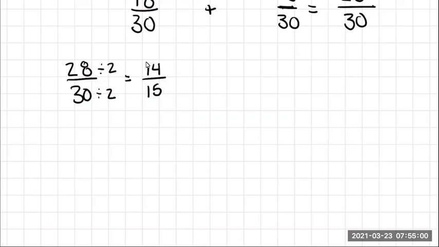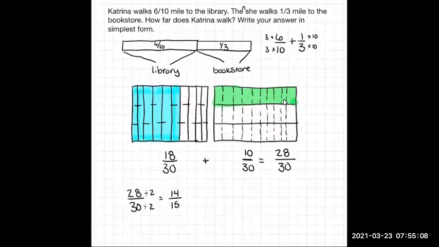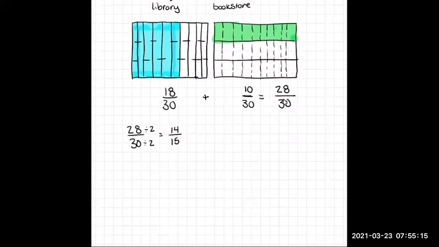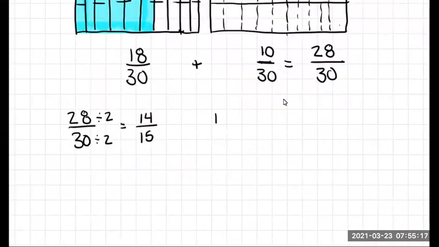When we're solving word problems, we need to make sure we write our answer as a statement, showing that we understood the problem. So the problem's asking us, how far does Katrina walk? And we found out that she walks 14 fifteenths of a mile. So Katrina walks 14 fifteenths of a mile.